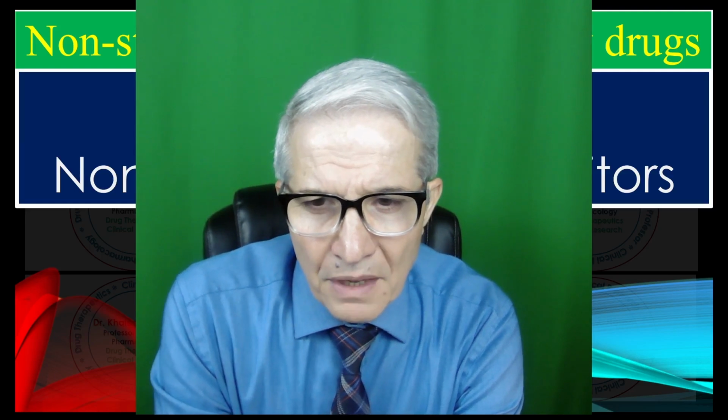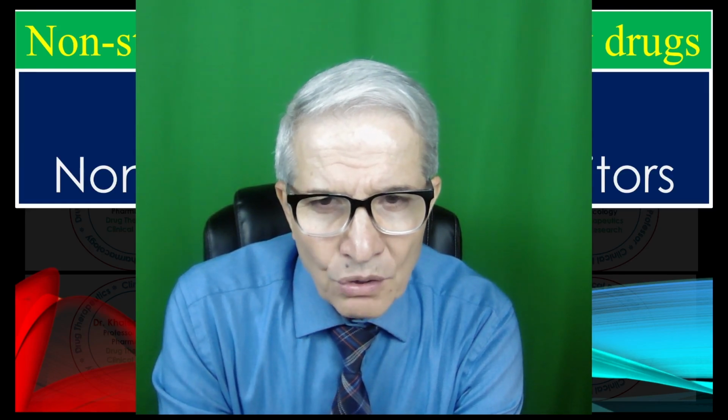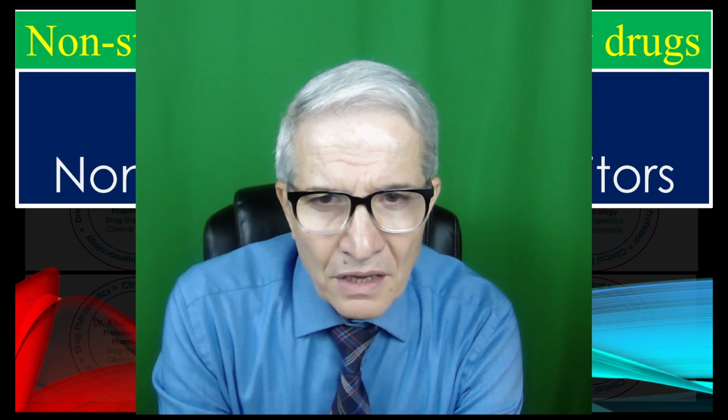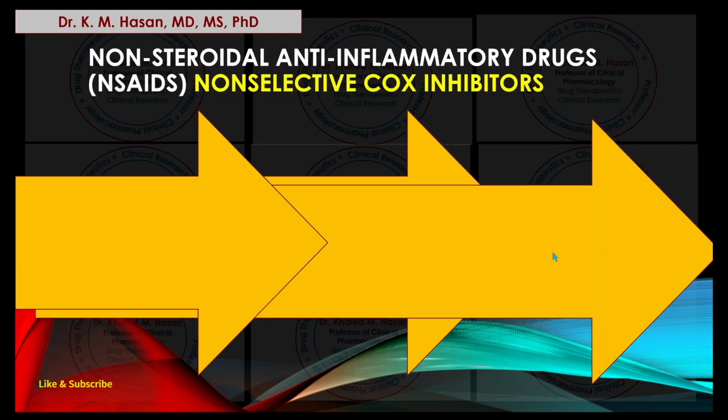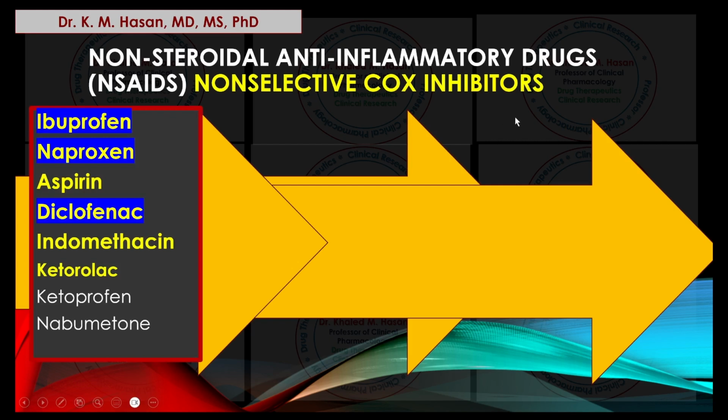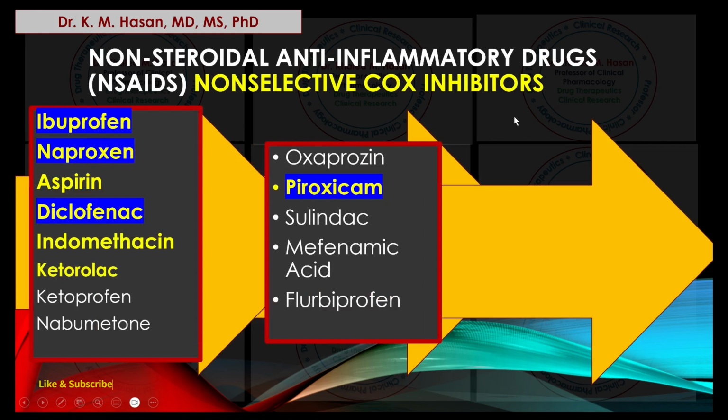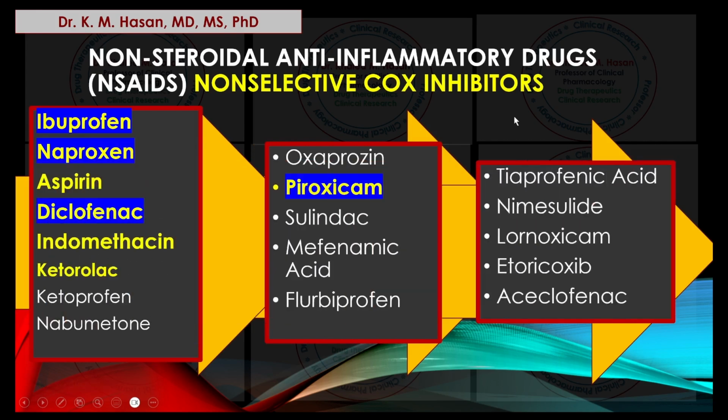This next session of NSAIDs, we are going to speak about non-selective, non-steroidal anti-inflammatory drugs. Okay, let's get started. As you can see here, regarding non-selective cyclooxygenase inhibitors, that means these medications inhibit COX-1 and COX-2. We are going to speak about ibuprofen, naproxen, diclofenac, and piroxicam. We have another group of medication. Can we differentiate that?